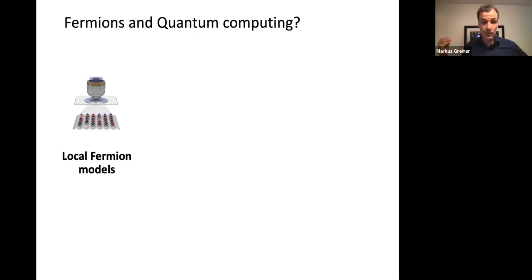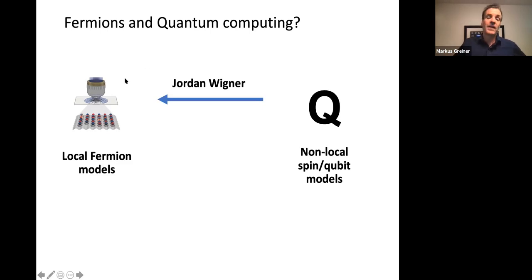The question is, what do we bring to the table having fermions? We know that the fermionic models are extremely hard to compute. But what does that mean? Is that even fundamental and so on? And if you had a quantum computer, could we actually efficiently simulate that, right?